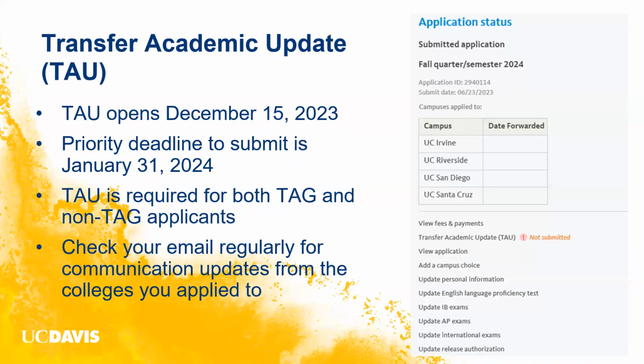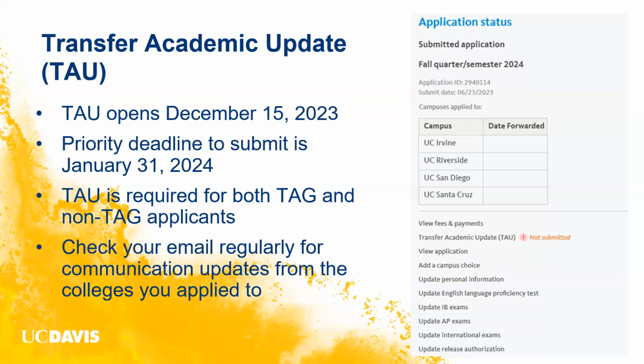So you will be notified via email to submit your TAU, that's the Transfer Academic Update. It is scheduled to open tomorrow, December 15th, and the priority deadline to submit it is January 31st. The time when you really should be submitting this is once your fall grades are finalized and you've set up your spring schedule, but definitely no later than January 31st. And you'll do this by logging back into your UC application. This is where you'll be able to see when your application was forwarded to the campuses, as well as access the Transfer Academic Update once it's available.